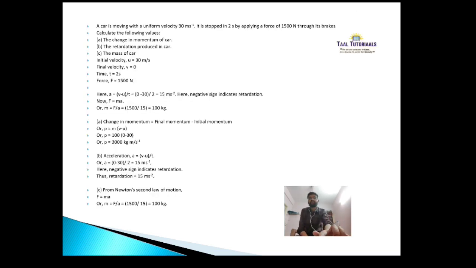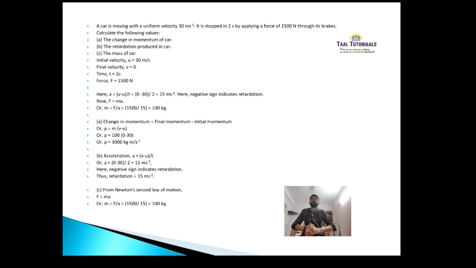This question is the last question for us for today. A car moving with a uniform velocity of 30 meter per second is stopped in 2 seconds by applying a force of 1500 Newton through its brake. First, find the change in momentum of the car. Second is the retardation produced in the car. Retardation is nothing but the negative value of acceleration. And third is the mass of the car.